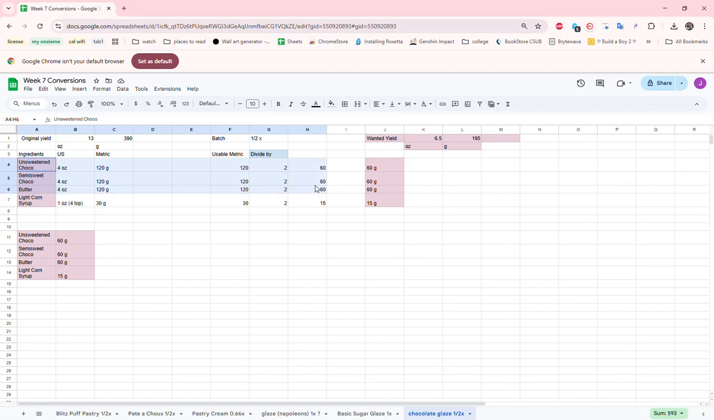And then we end up with 60, 60, 60, and 15. Now we need to classify these as 60 grams, 60 grams, 60 grams, and 15 grams. And we take all of those wanted grams, transferring it down right next to the ingredients, and that is what we're going to write in our notes.